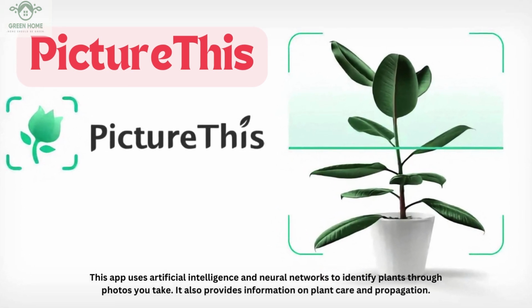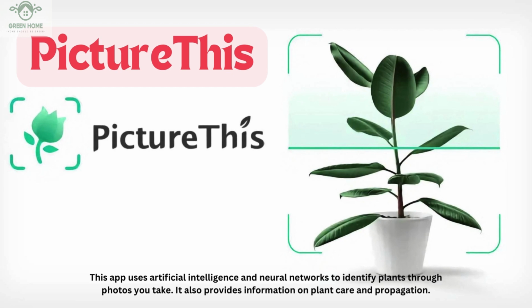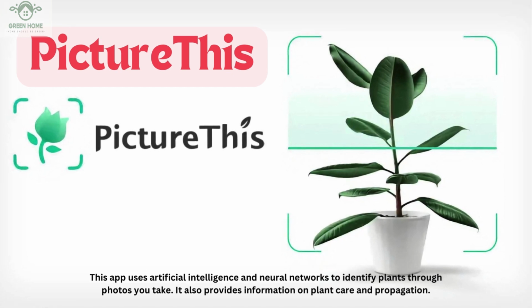PictureThis. This app uses artificial intelligence and neural networks to identify plants through photos you take. It also provides information on plant care and propagation.